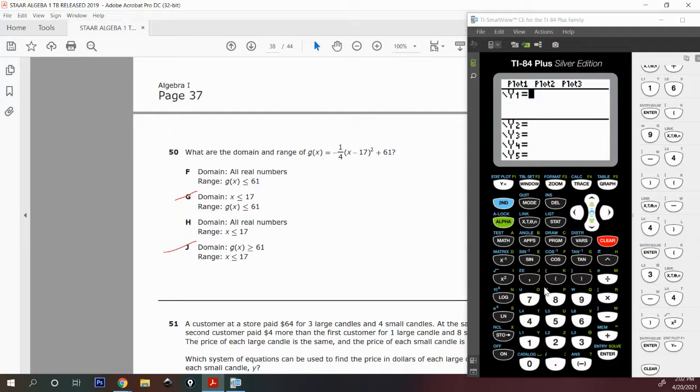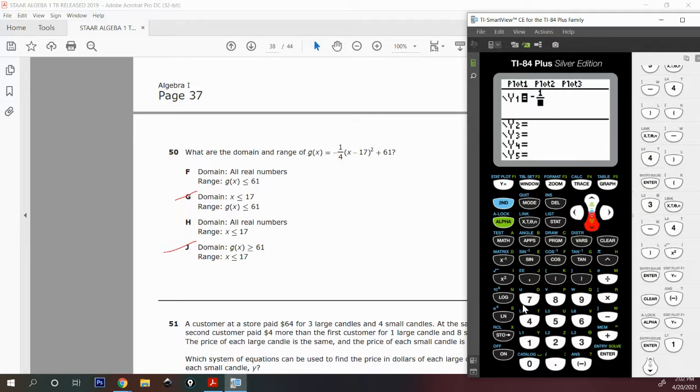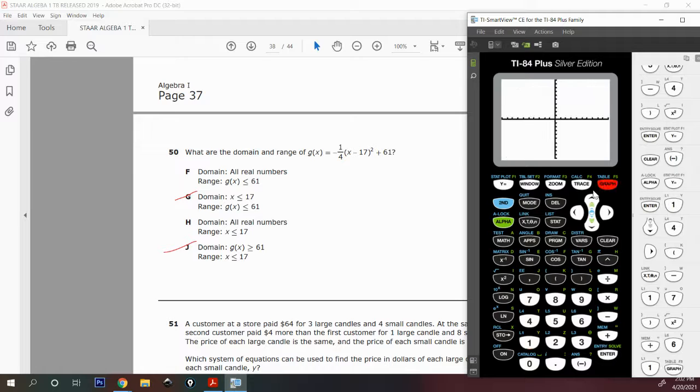All right, so we're going to put in Y equals to get our fraction. We're going to put in 1/4 (x minus 17) squared plus, there we go, 61. And I'm going to hit graph, and I'm probably not going to see anything. Oh, we can see a little bit.